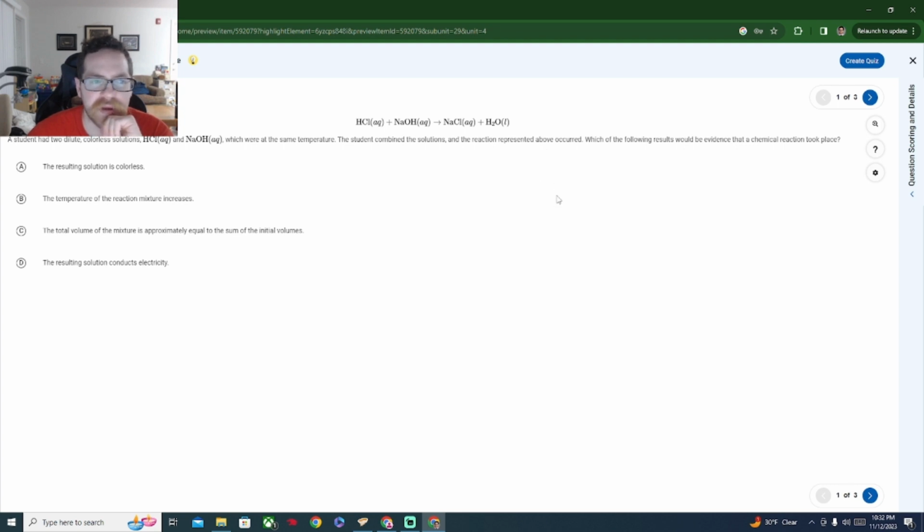So this first one is on evidence of chemical reactions. Let's look at these. The resulting solution is colorless. The temperature of the reaction mixture increases. The total volume is approximately equal to the sum of the two volumes, and the resulting solution conducts electricity. Let's order these from most right to least right. Not really, because there really is only one right answer.